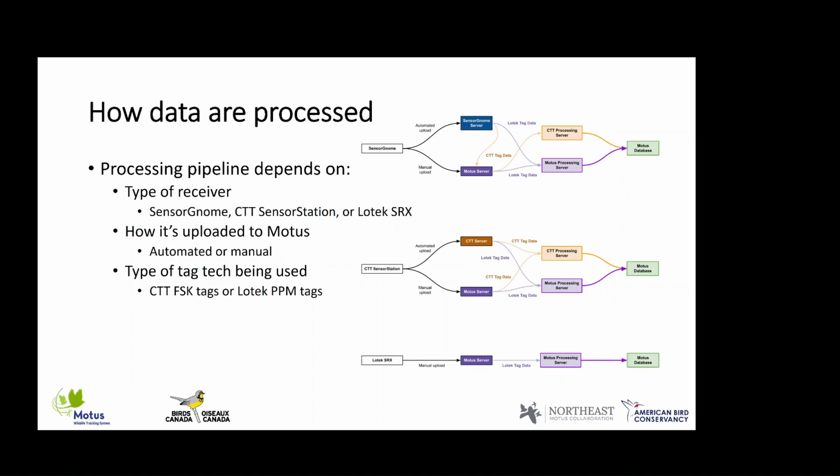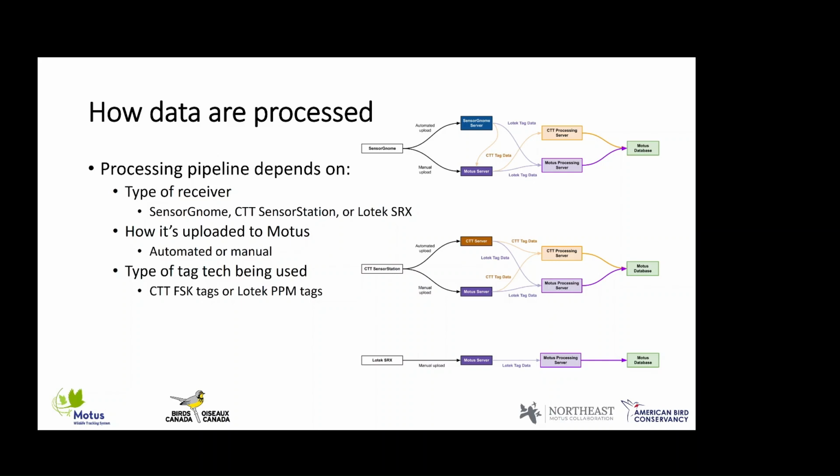Now, if you're automatically uploading data, this can only happen on a sensor node or a CTT sensor station. On a sensor node, that automatic upload data all goes to a server called the sensor node server, and from there it gets sent to Motus and CTT, depending on the type of data that's being sent. The CTT sensor station, on the other hand, uploads all data to the CTT server, and from there it sends the data to us, so low-tech data and CTT tag data.